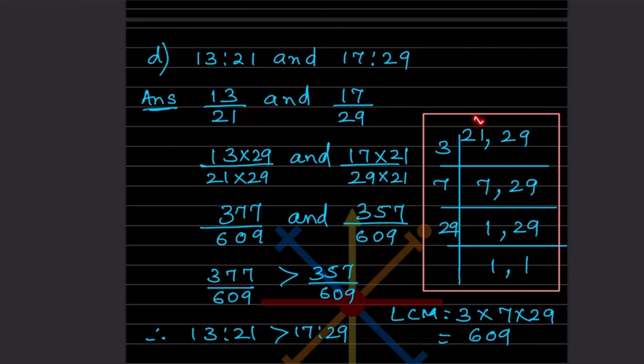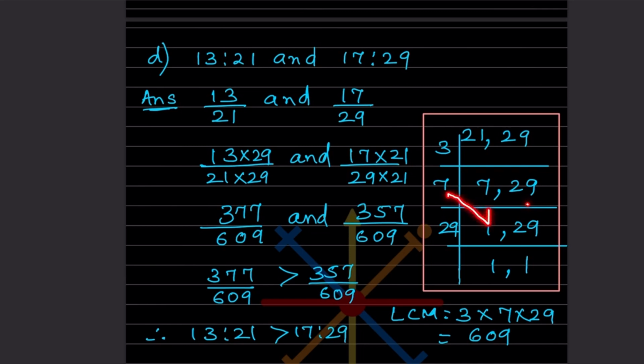So these both numbers don't go with 2. So we'll see for 3. 3, yes. 3 sevens are 21. 29 as it is. Again these two numbers, because here this is also 7. So prime number, and this also prime number.